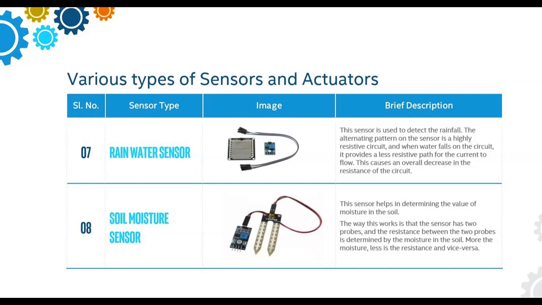Soil moisture sensor: this sensor helps in determining the amount of moisture in the soil, the wet and not wet condition of a soil. The way this works is that the sensor has two probes and the resistance between the two probes is determined by the moisture in the soil. The more the moisture, the less the resistance, and vice versa. It means the less the moisture, the more the resistance, which is the concept of this soil moisture sensor.